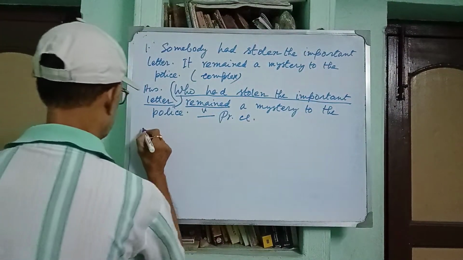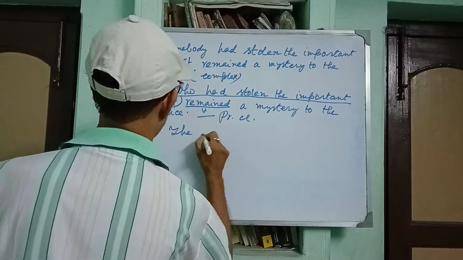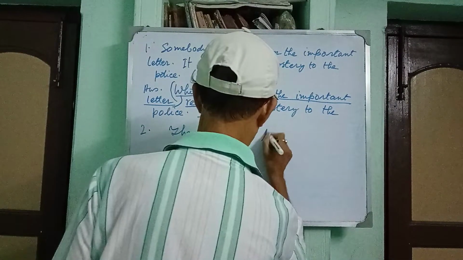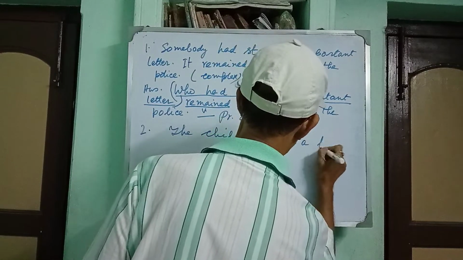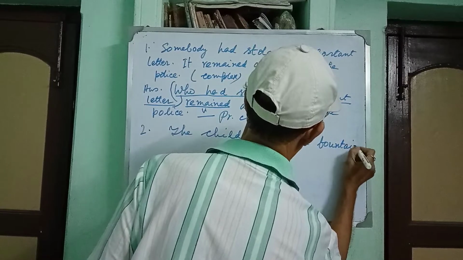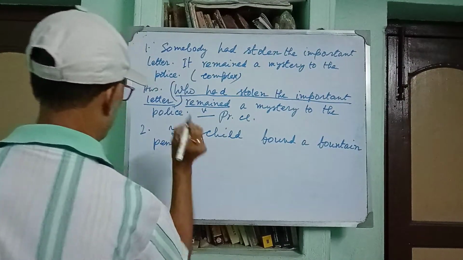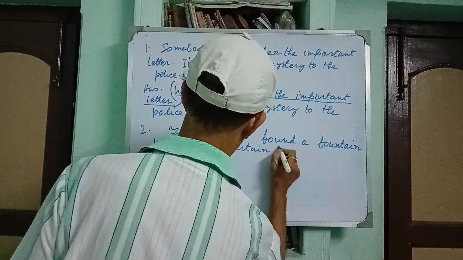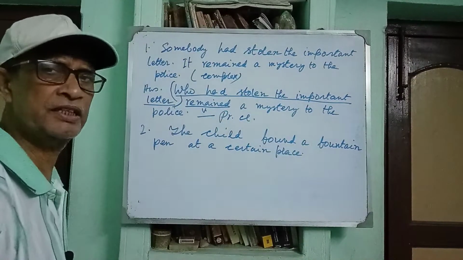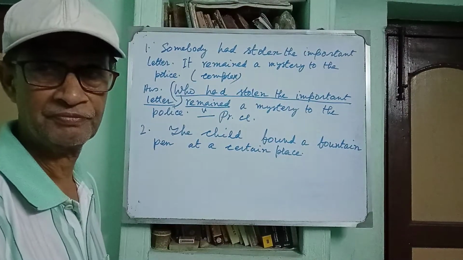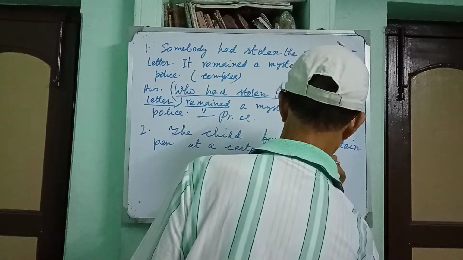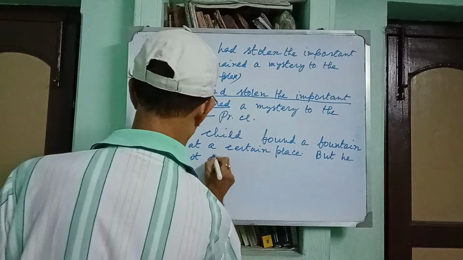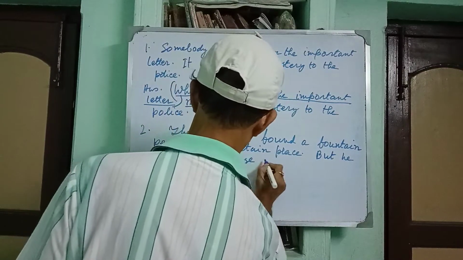Clear? Number 2, the child found a fountain pen at a certain place. But he did not disclose the place.